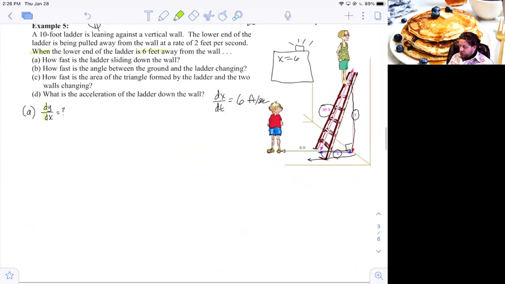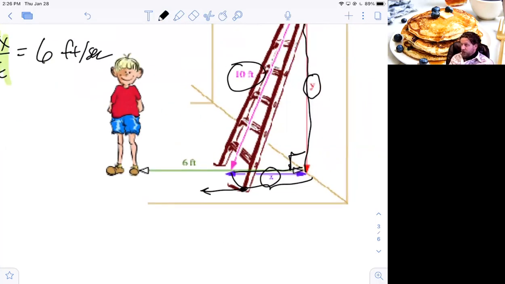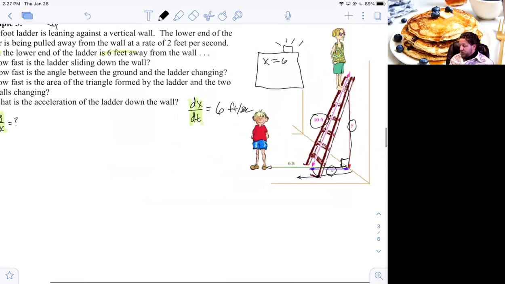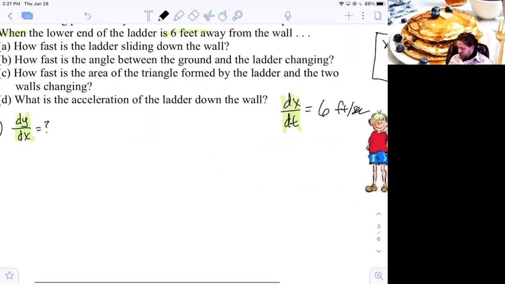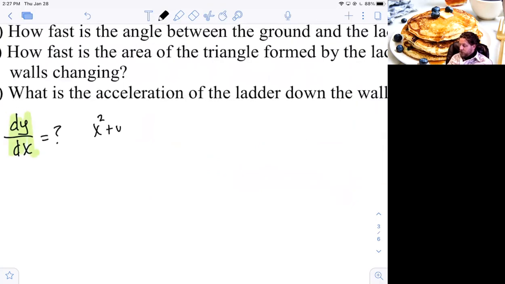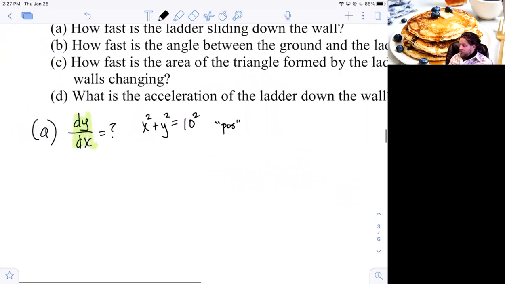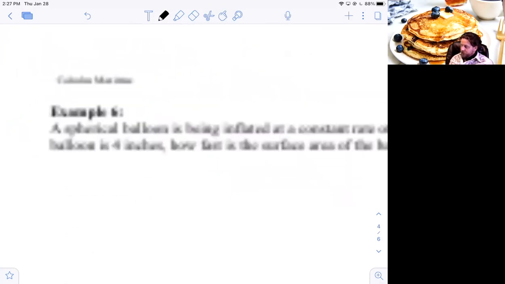It's only when someone took a picture that it happened to be 6 at that moment. Okay, so I need to be able to relate those two rates to each other, dx dt and dy dt. But as always is the case, before I can relate the rates, I need to relate the quantities. So in this right triangle, how can I relate x to y? Pythagorean theorem, yeah. So x squared plus y squared equals not L squared, but 10 squared, because 10 doesn't change. That's your quote-unquote position. It's your position because if you know x, you can find y, and if you know y, you can find x.